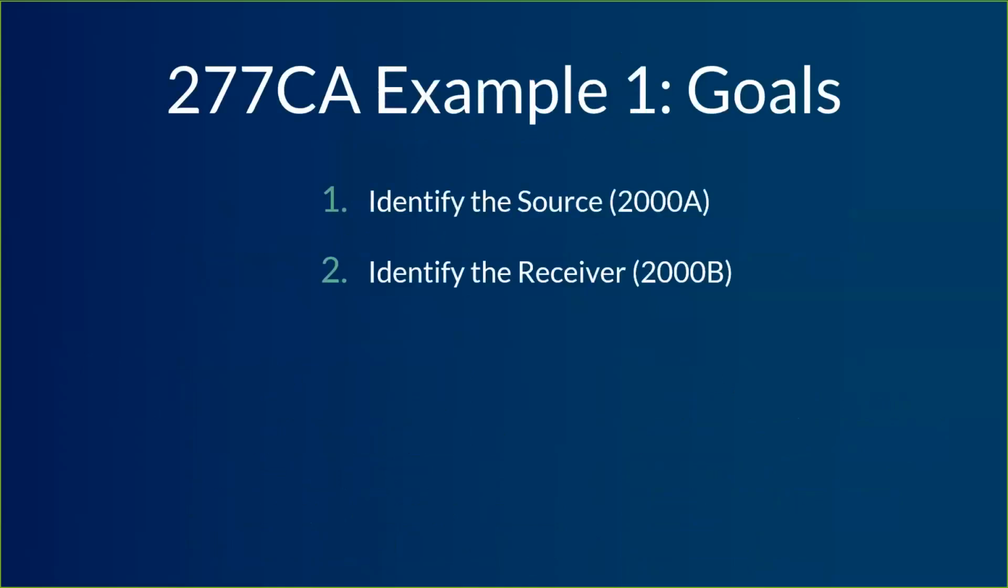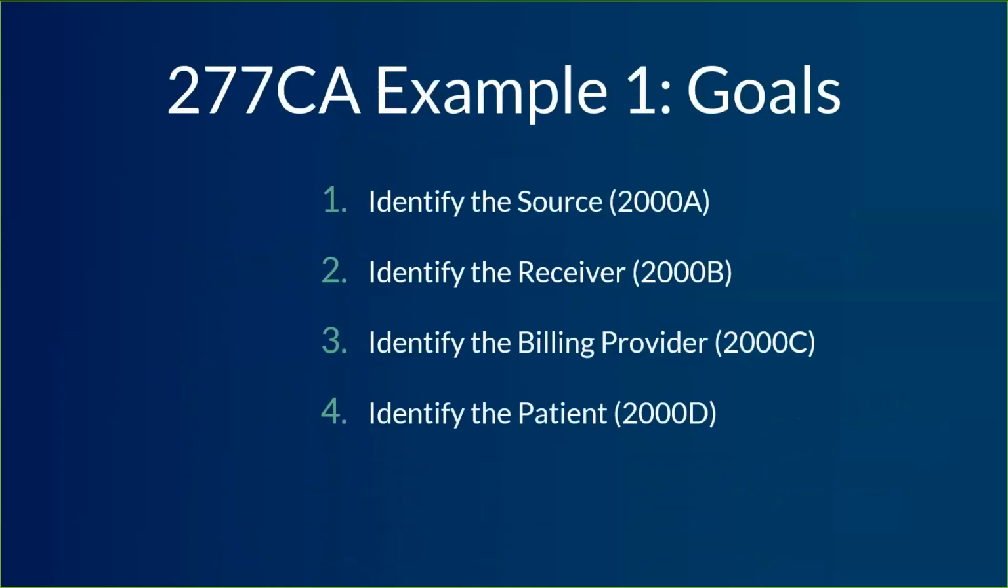Next, we're going to try to identify the receiver, and this is, again, the name of the receiver. We'll identify the billing provider, and we'll identify the patient. So basically, we're looking for the NM1 segment in each of the levels. Now, if you're up for it, there is a bonus or stretch goal, which is to identify the status.